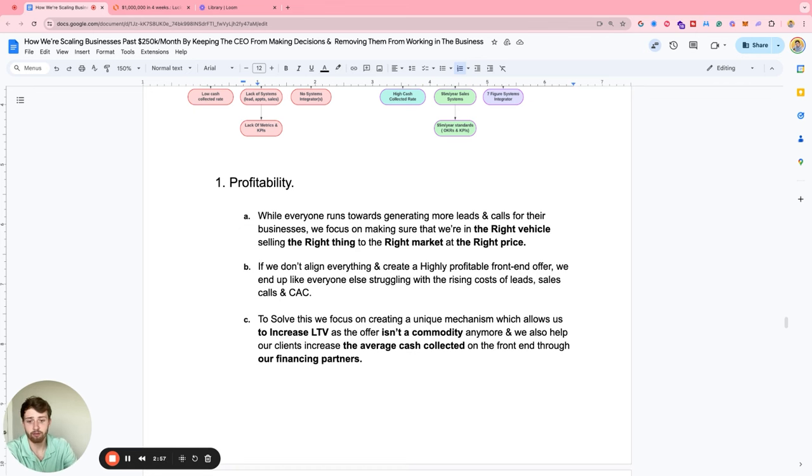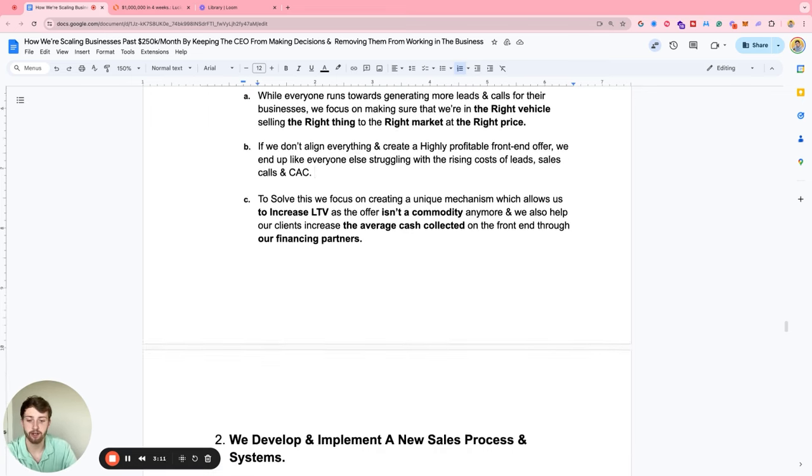And so to solve this, we focus on creating a unique mechanism which allows us to increase LTV, as the offer isn't a commodity anymore. And we also help our clients increase the average cash collected on the front end through our financing partners, which I'll get into all this here in a second, okay?